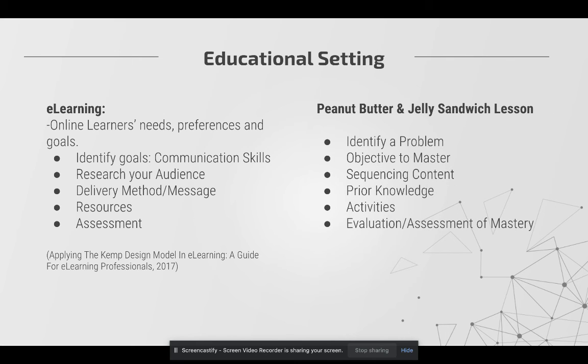The next one is the peanut butter and jelly lesson. So the problem here, when applied to the Kemp model, would be that they don't know how to make the sandwich. So that's the problem. The objective to master is doing it effectively. The sequence, so what order should it be done and taught?